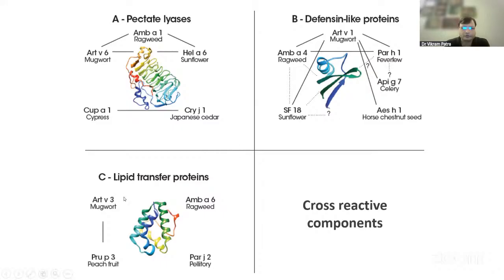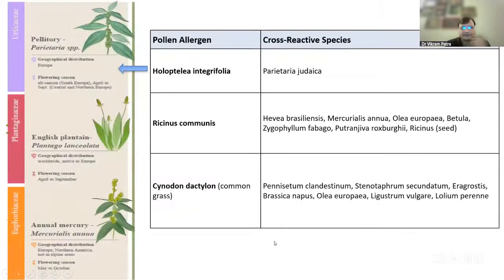And when it comes to lipid transfer proteins, Art v 3, Pru p 3, and Amb a 6, these are LTP cross-reactive allergens. Then we have the Urticaceae group. Now, Holoptelea is also commonly found, but a Holoptelea component-resolved allergen is not present.